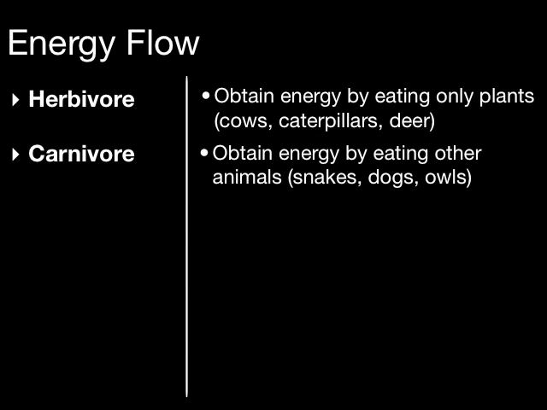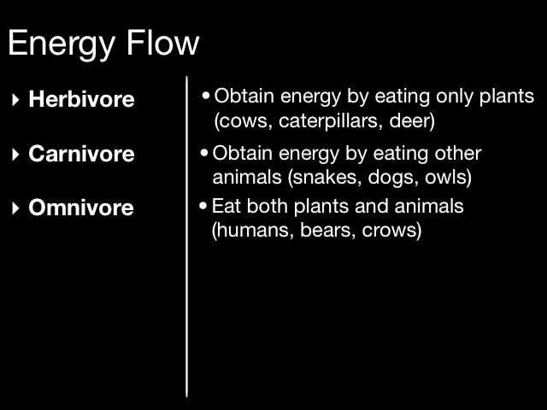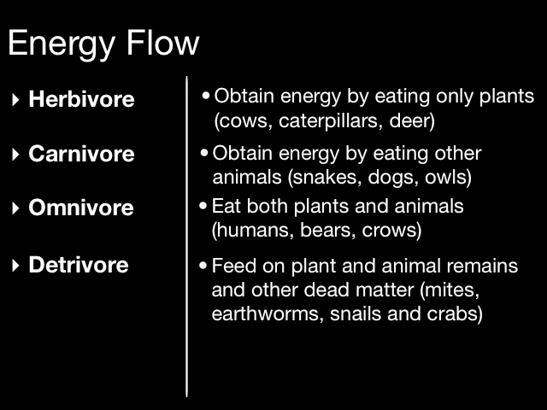Carnivores, on the other hand, obtain energy by eating other animals, and only animals. Snakes, dogs, and owls are great examples of carnivores. Now, while your diet may consist mostly of vegetables or mostly of meat, human beings fall into a category called omnivores, and those are organisms that eat both plants and animals. Not only does this group include humans, but it also contains animals like bears and crows.